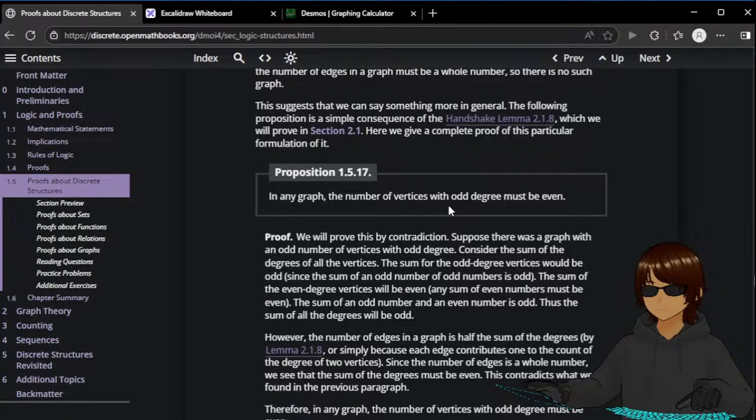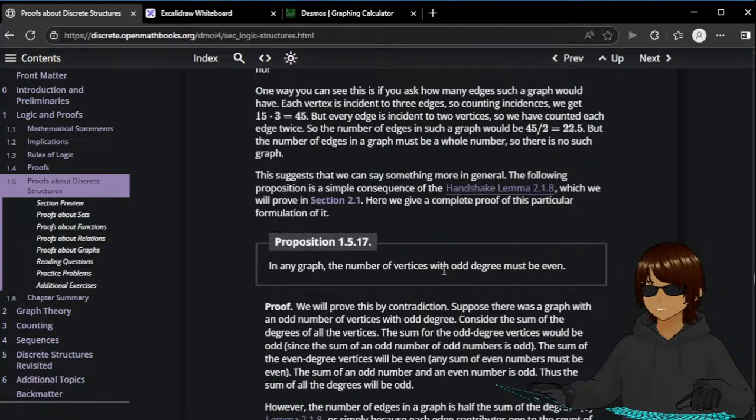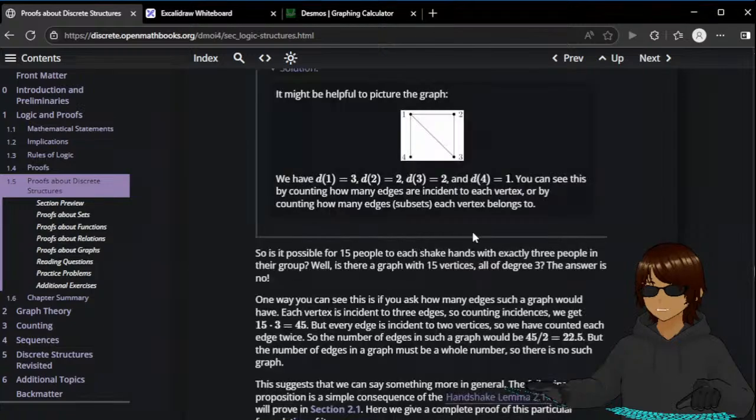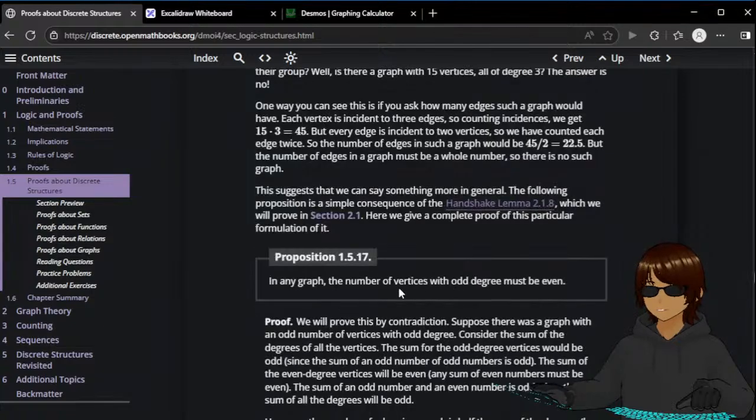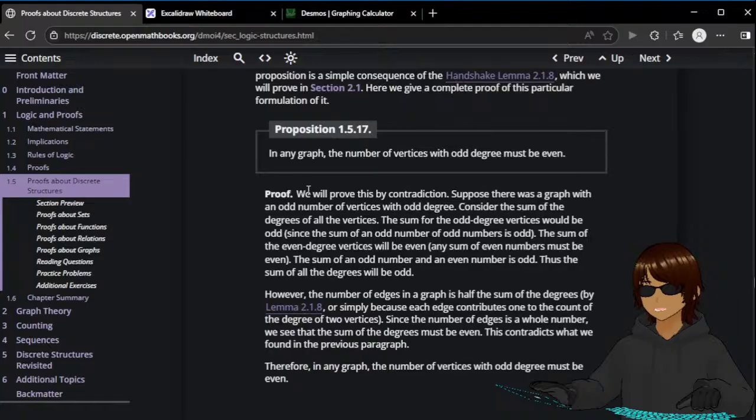Okay, I understand. So the degree of vertices is... the number of vertices with odd degree must be even. I will need proof of this. We'll prove this by contradiction. Suppose there was a graph with an odd number of vertices with odd degrees. Consider the sum of the degrees of all vertices. The sum of the odd degree vertices would be odd.